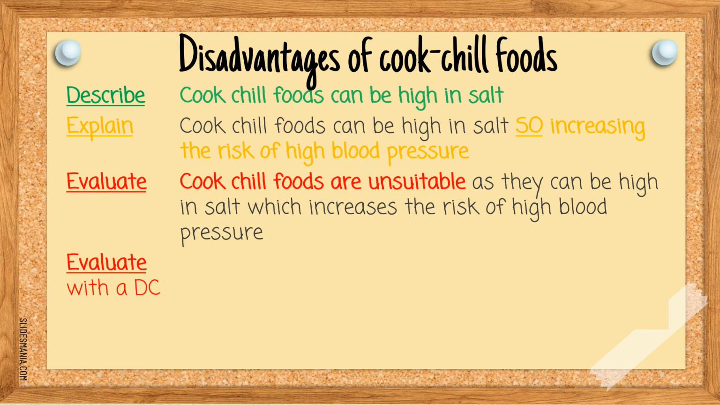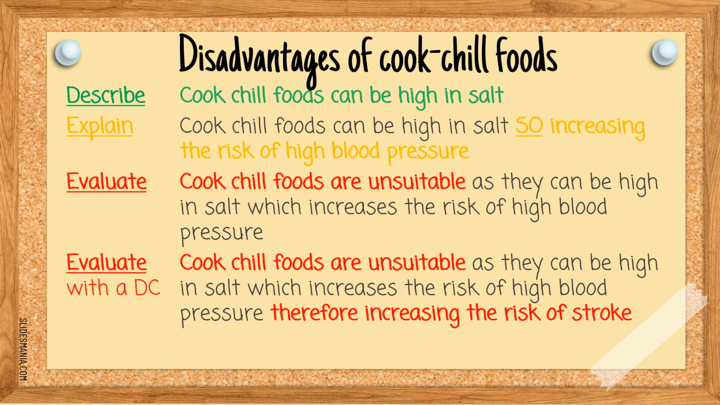If you then knew a little bit more information about this answer and you wanted to get a second mark for your evaluate answer, you could add in a developed consequence. So again, cooked chill foods are unsuitable as they can be high in salt, which increases the risk of high blood pressure, would be your fact, your opinion, your consequence. So that's your evaluation. That's where you get your first mark. Therefore, increasing the risk of stroke would be your second mark, as that's a developed consequence. That's you developing that consequence further.